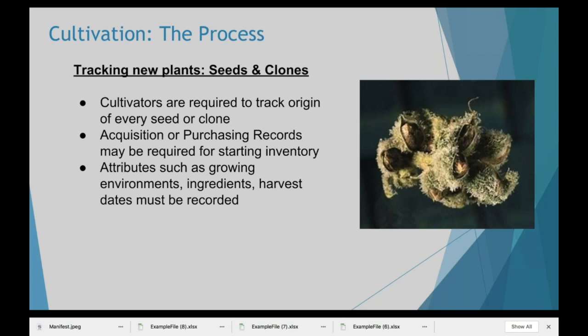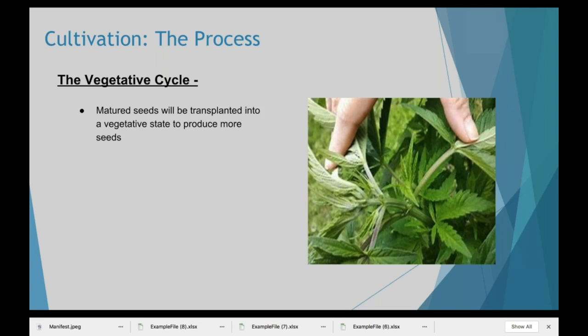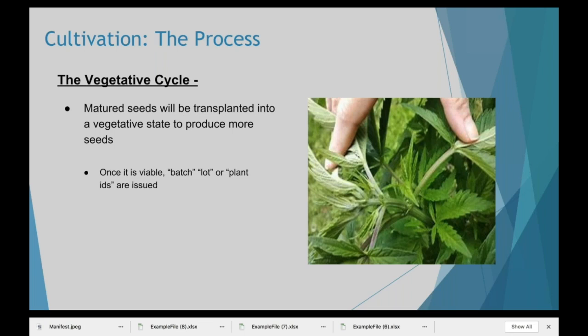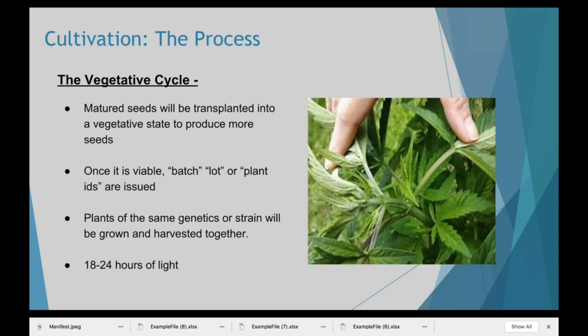Seeds or clones, once tall enough, strong enough, or rooted, will be transitioned or transplanted into a vegetative state, or veg, allowing it to produce leaves and grow to various shapes and sizes. The track and trace and/or seed sale software will be used to issue a batch, lot, and/or plant ID or plant RFID tags as soon as a plant is considered a viable cannabis plant. Rules will vary in their definition of a batch, a lot, and requirements for tagging plants, but typically a group of plants of the same genetics or strain will be grown and harvested together.